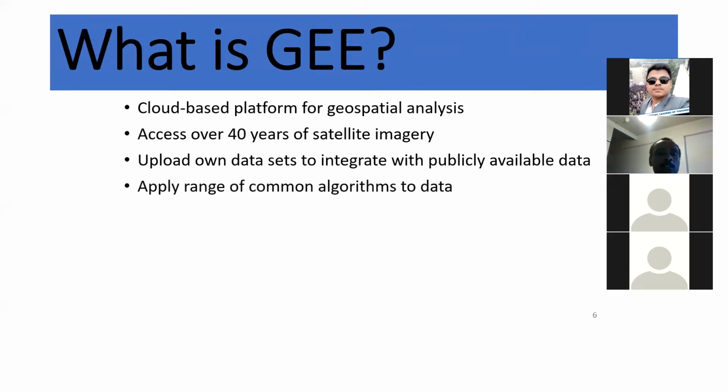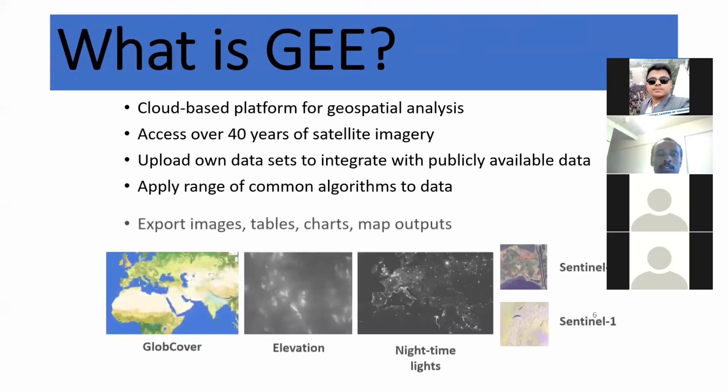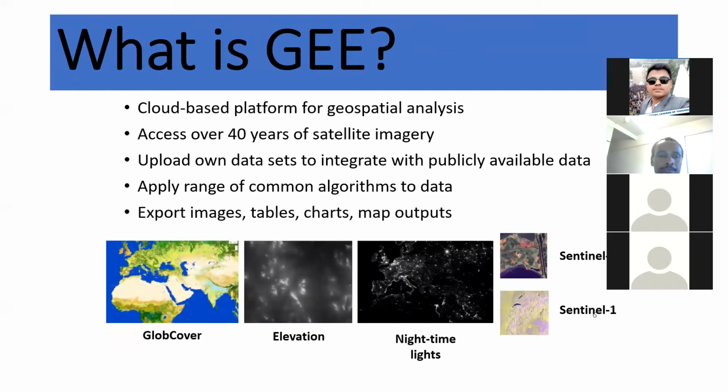Then apply a range of common algorithms to the data. You can easily apply different types of algorithms in Google Earth Engine. Then after all of this, you can get the result. You can export your images as a map or TIFF format. You can easily export tables, charts, maps, and outputs. You can easily get all of this output using the Google Earth Engine platform.